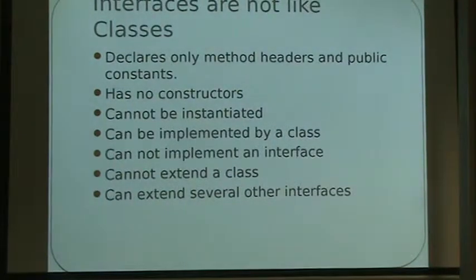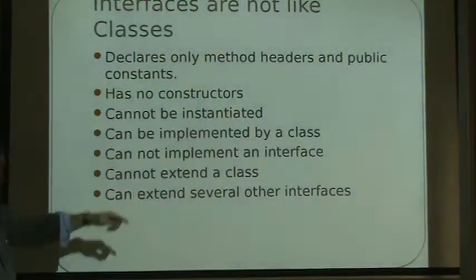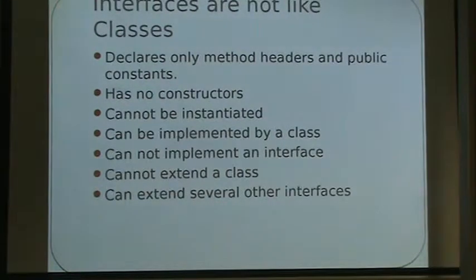Interfaces are different from classes in that you can declare only the header method and public constants. There are no constructors because there is no storage to initialize. They can't be instantiated, so you can't make an object of its type. But we can make references and have them point to objects that implement this interface. They can be implemented by a class. So that means a class is promising to provide the bodies for the methods that are in the interface.